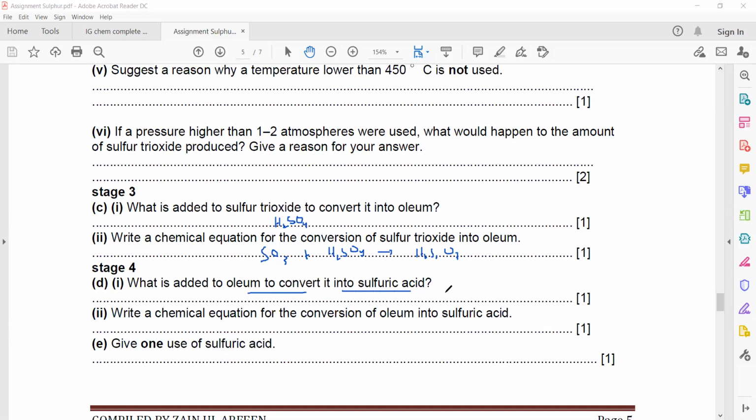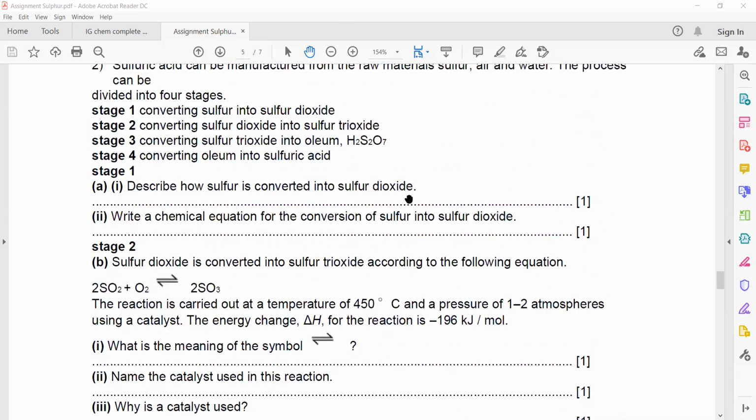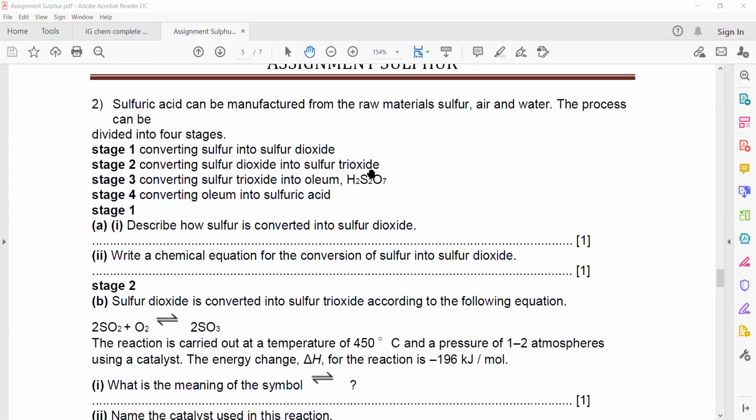What is added to oleum to convert it into sulfuric acid? So we add water. Write a chemical equation and one use of sulfuric acid. For example, in car batteries, or as a dehydrating agent, drying agent. You can mention that.